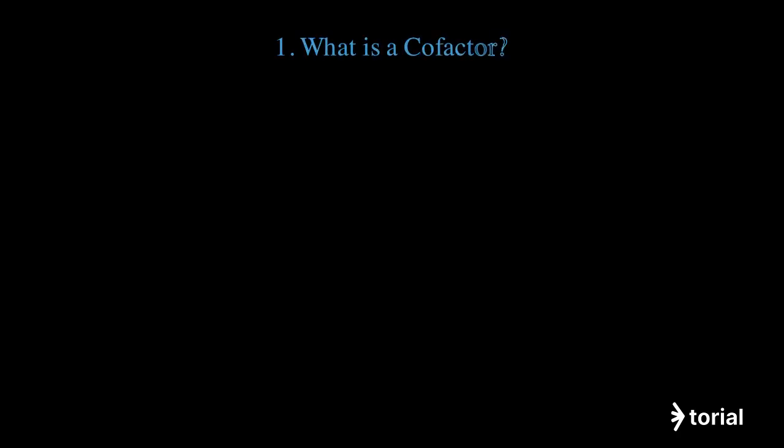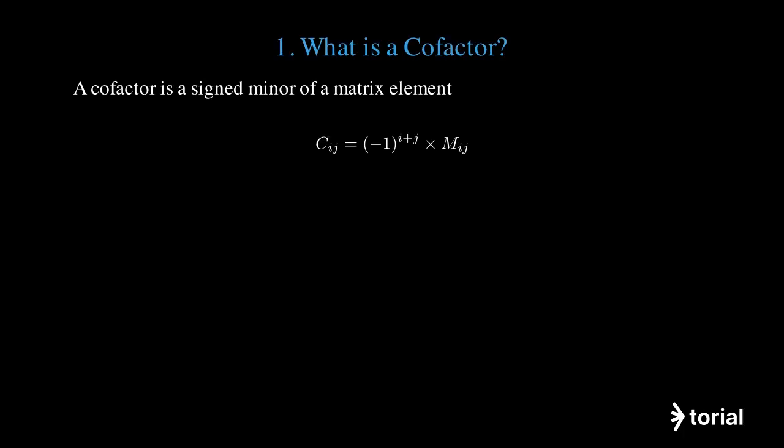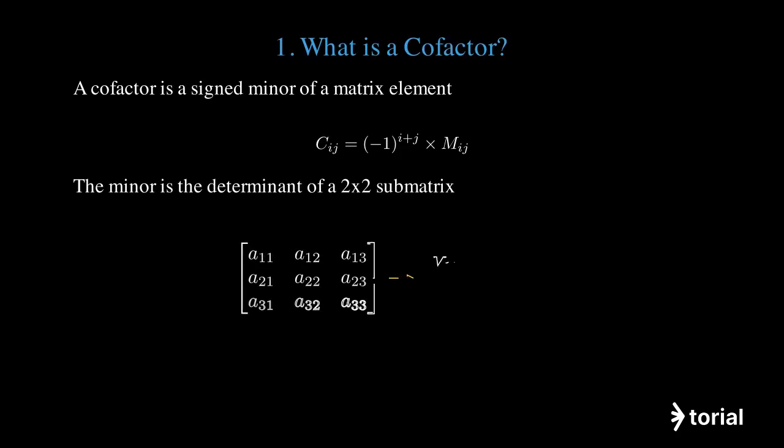First, let's understand what a cofactor actually is. A cofactor is essentially a signed version of the minor for each element in the matrix. The cofactor Cij equals -1 to the power of i plus j times the minor Mij. The minor is the determinant of the 2 by 2 matrix we get after removing row i and column j. For example, to find the cofactor of element 1, 1, we remove the first row and first column, then calculate the determinant of what remains.